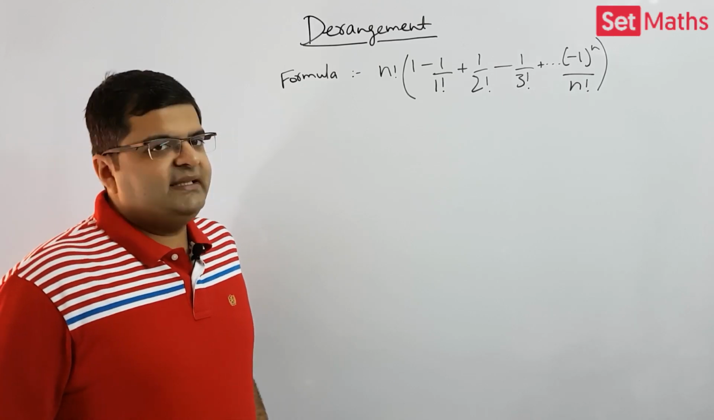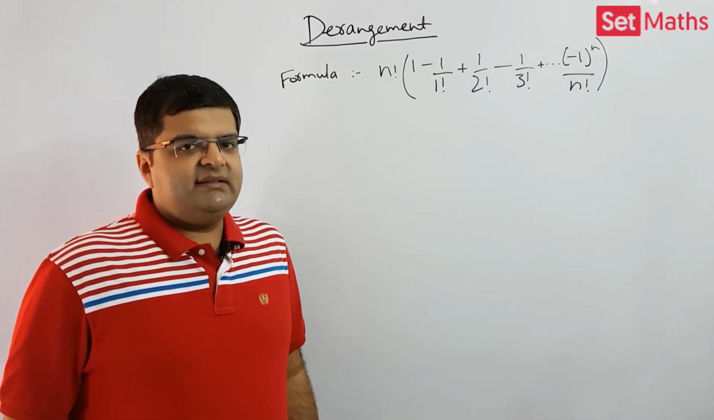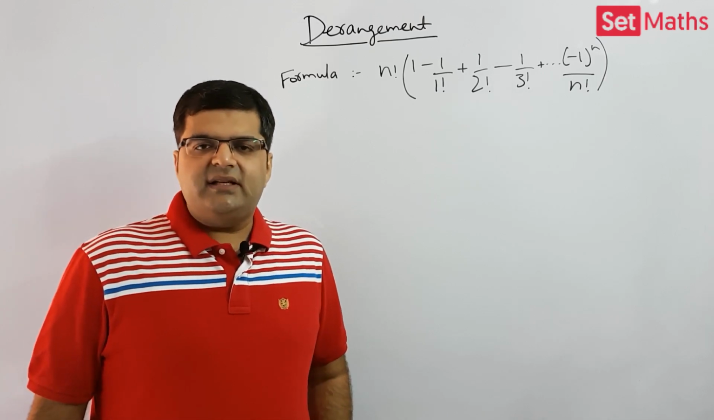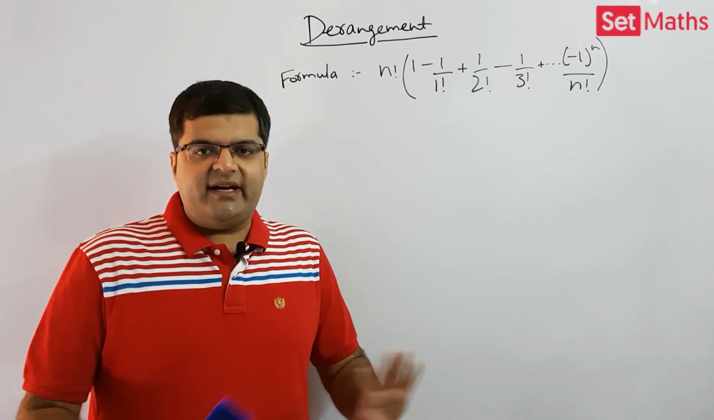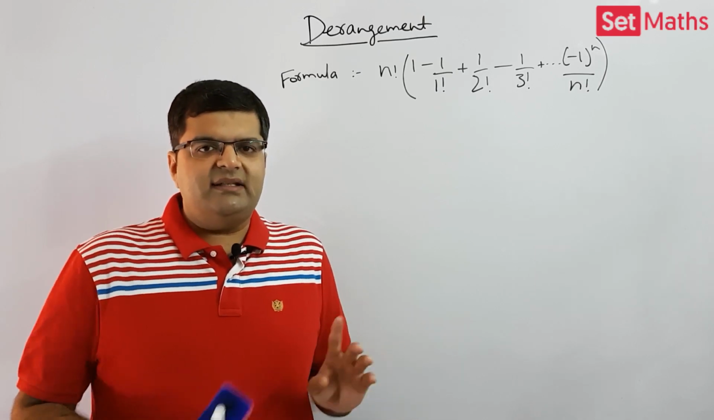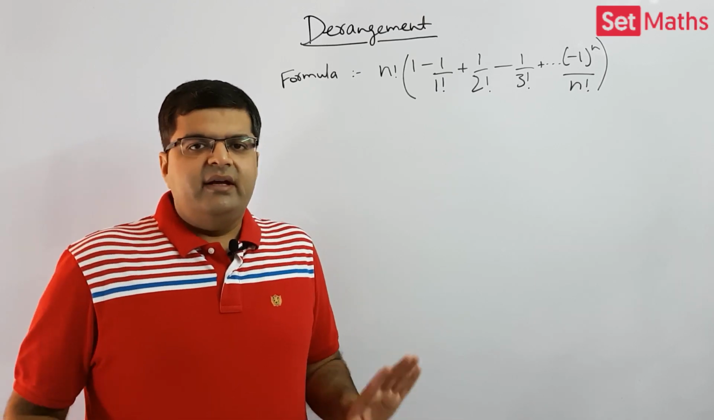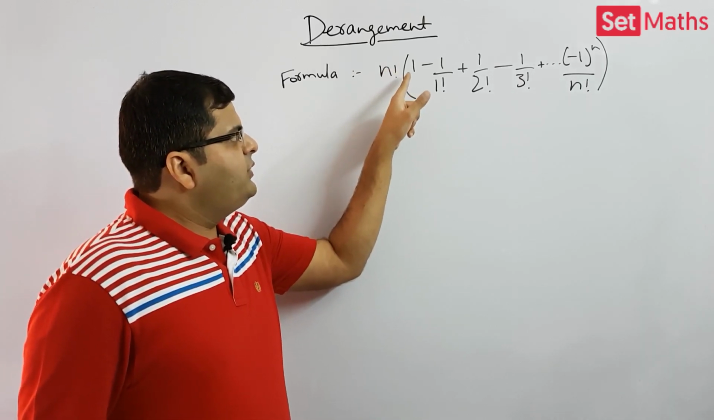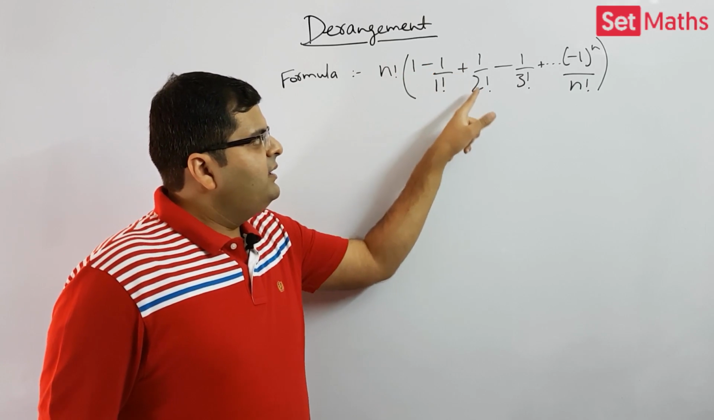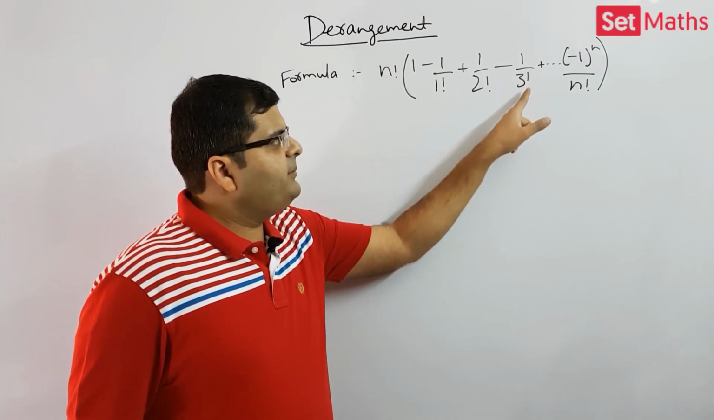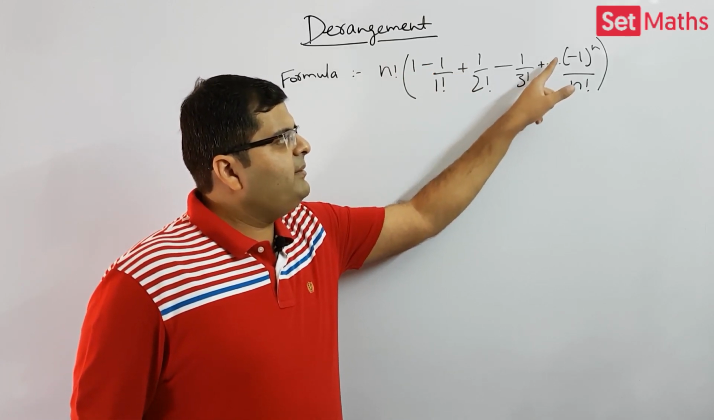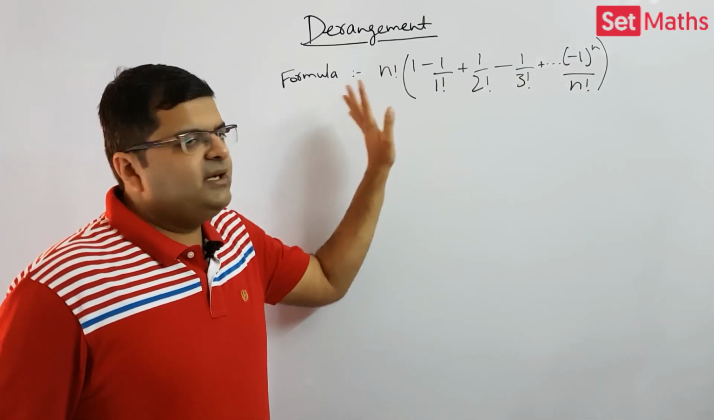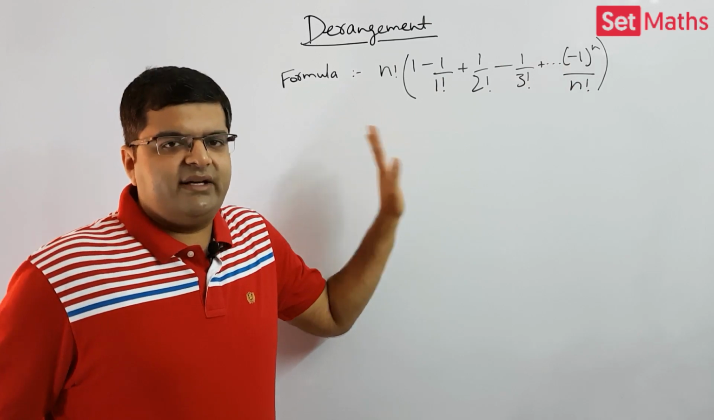The derangement formula says that if there are n elements and all those elements have to be deranged, deranged means none of the elements are at its correct place. Not even one element is at the correct place. The number of ways it can be done is given by n factorial into 1 minus 1 upon 1 factorial plus 1 upon 2 factorial minus 1 upon 3 factorial, and so on till minus 1 raised to n upon n factorial. So this is the number of ways n things can be deranged.